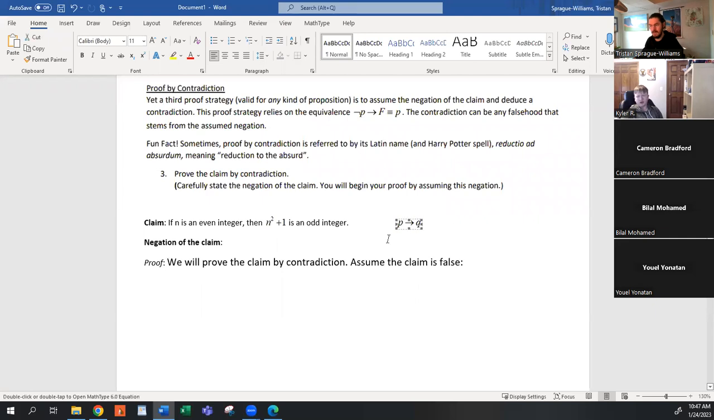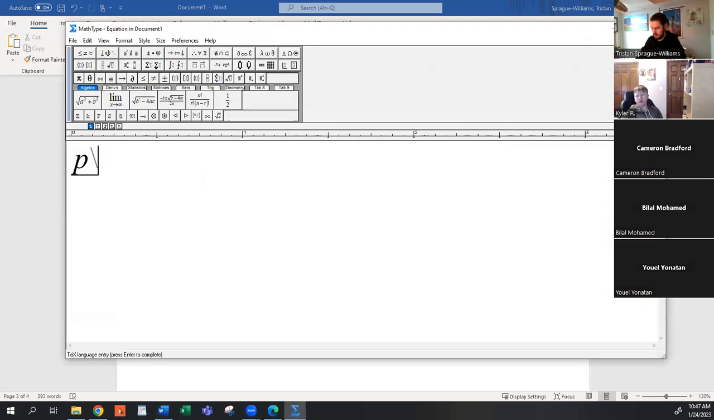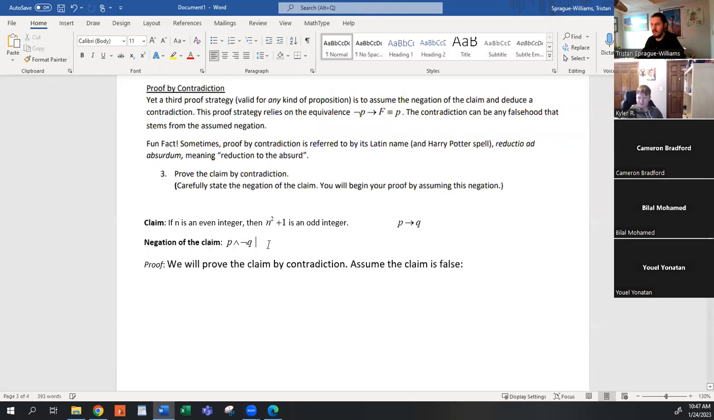Isn't it P or not Q? Close. Oh, it's not P or Q, isn't it? No, you were right with the not. You had the negation in the right place, but you said or. It's and. It's P and not Q that is the negation.